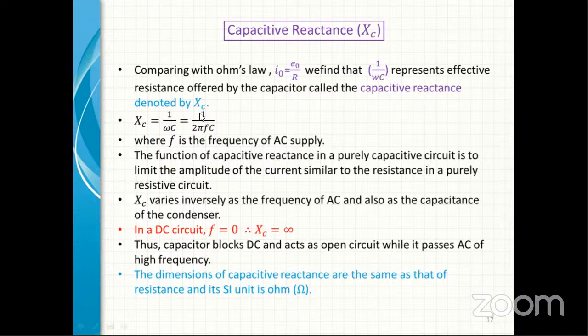Again here we put the value of omega. Omega ची value काय आहे तर ती आहे 2 pi f, that is frequency. Here this f is the frequency of AC supply. And the function of capacitive reactance in a purely capacitive circuit is to limit the amplitude of the current, similar to the resistance in a purely resistive circuit.